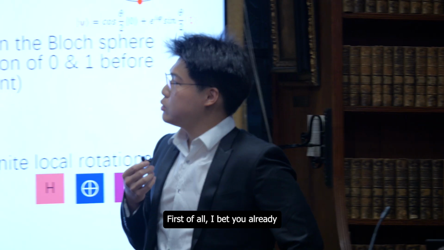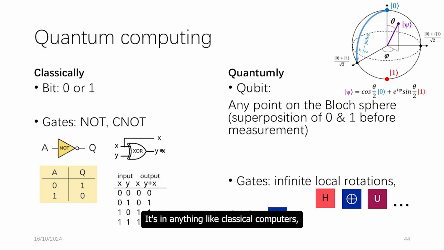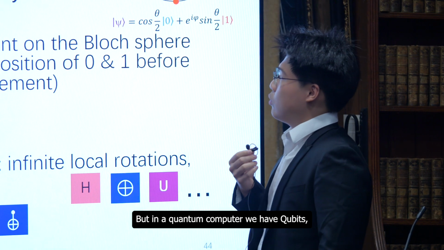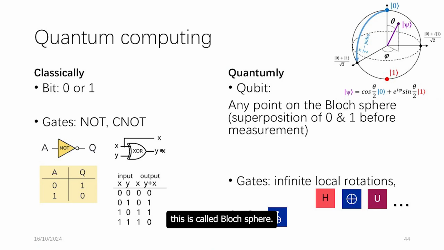First of all, I bet you already know what a classical bit is. In any classical computer, you have a lot of bits. It's either 0 or 1, but in a quantum computer, we have qubits. I will explain the qubit. This is called the Bloch sphere.